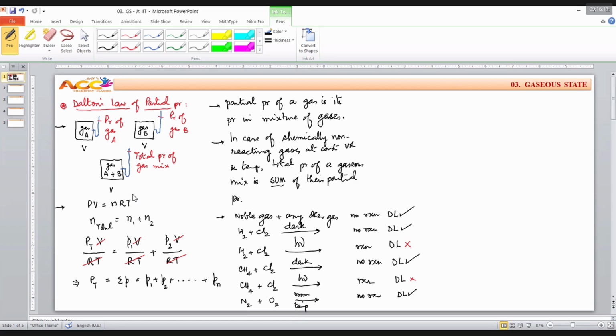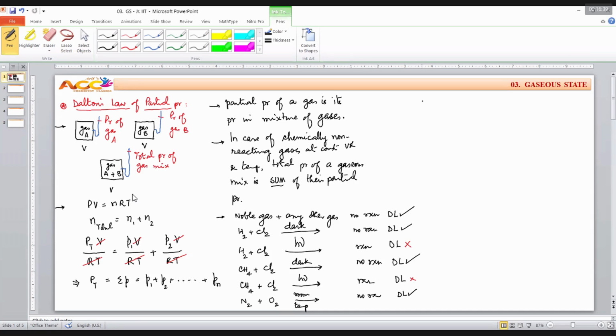However, if you take 3000 degrees centigrade temperature or an electric arc, then reaction takes place. Dalton's law is not applicable wherever there is a chemical reaction, right? Hence, whenever we talk about Dalton's law of partial pressure, we say we should have chemically non-reacting gases. Okay, sir, nice. Let us go to another application of Dalton's law.